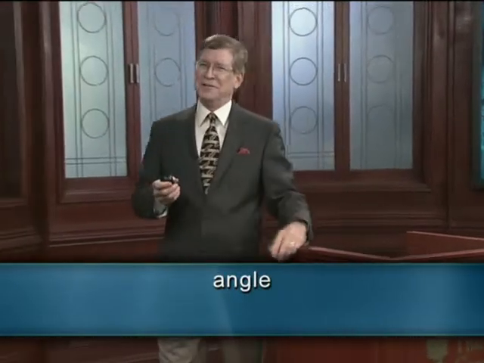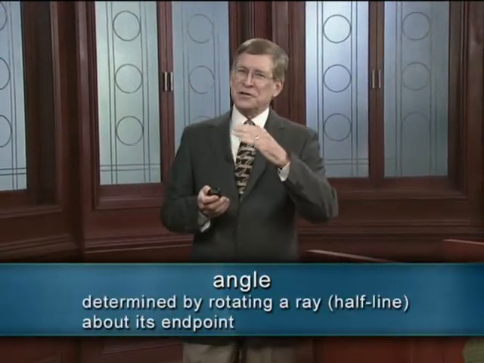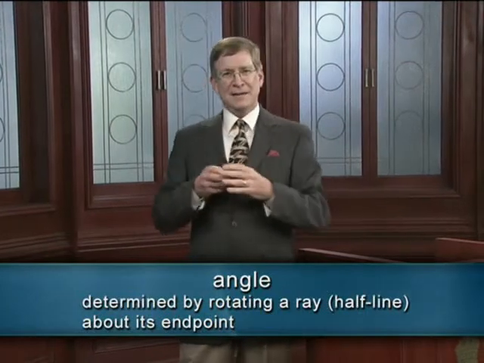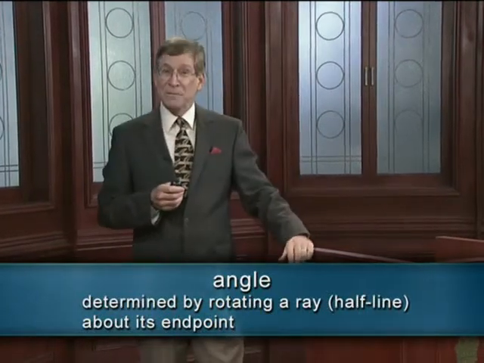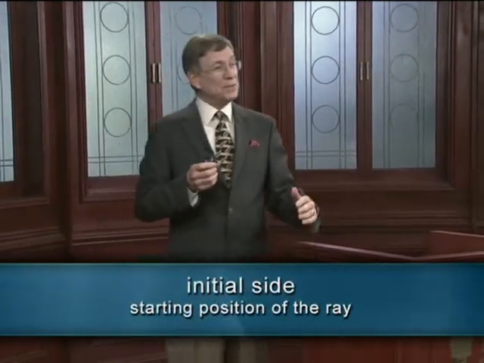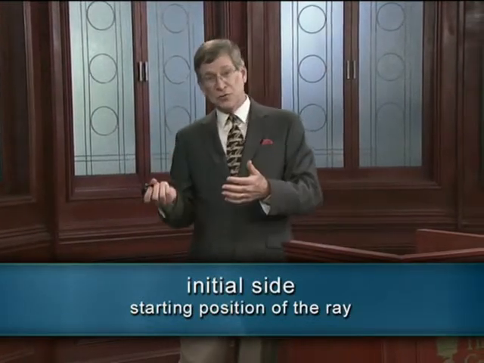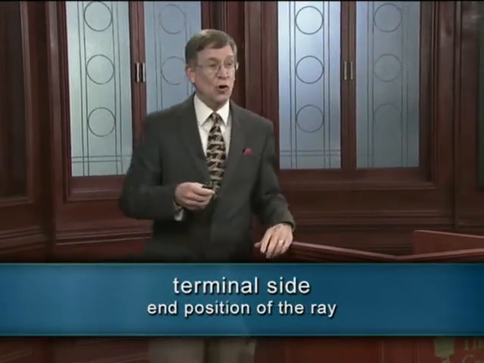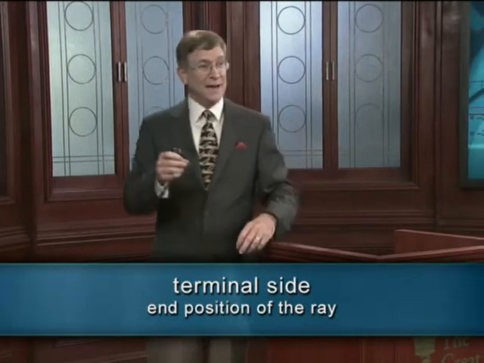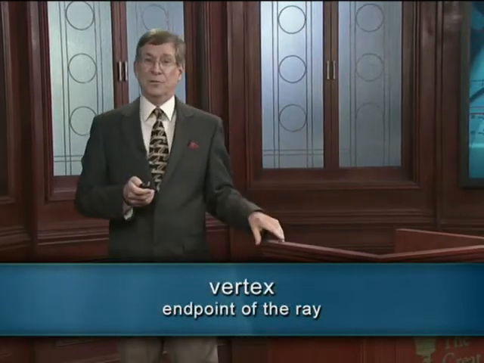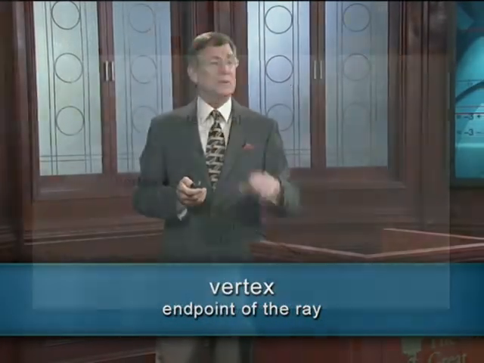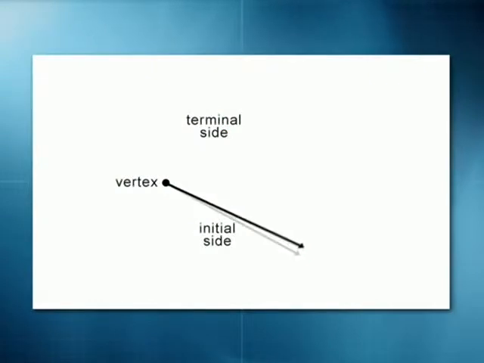Let's give a formal definition. An angle is determined by rotating a ray about its endpoint. The starting position of the ray is called the initial side, and the end position is called the terminal side. The endpoint of the ray is, of course, the vertex. Here's a picture of a typical ray, and notice how the initial side has rotated over to the terminal side.